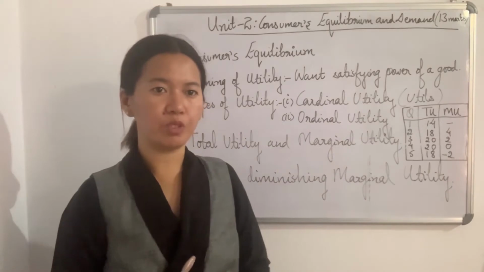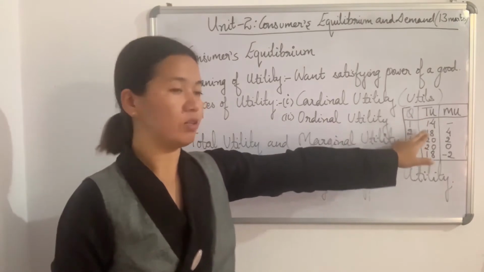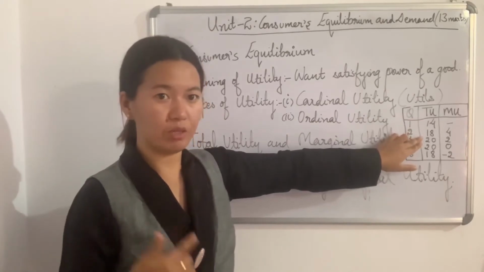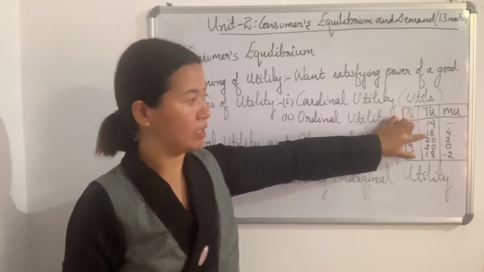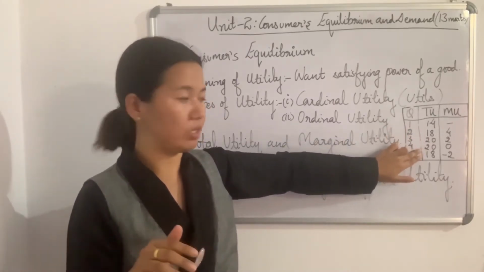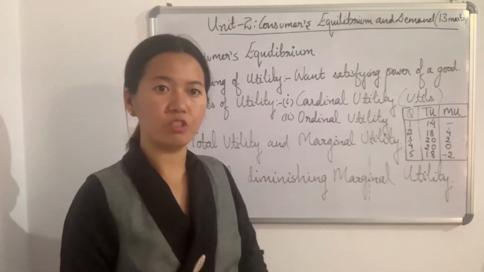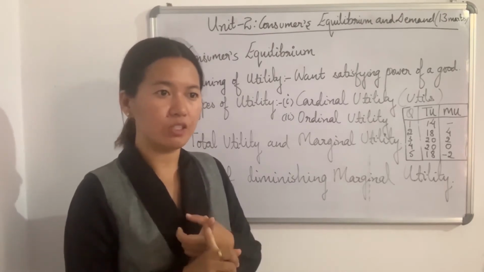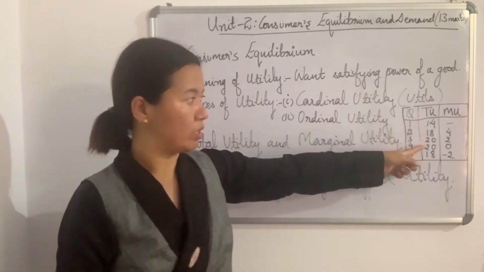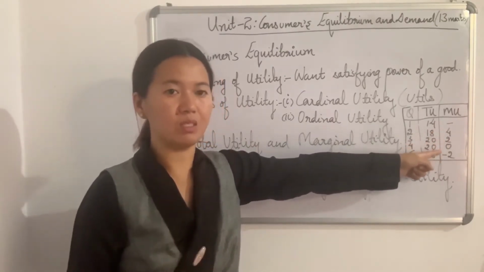Going to the relation between TU and MU, as you can see in this schedule, there are 3 phases of total utility. In the first phase, total utility is increasing from 14, 18, 20. In the second phase, this total utility is constant, 20, 20. And in the third phase, this total utility is decreasing. So there are 3 relations between TU and MU. The first relation being that when total utility is increasing from 14 to 20, your marginal utility is positive. That is, it is decreasing, but it is positive.